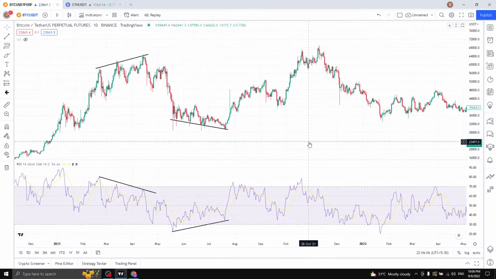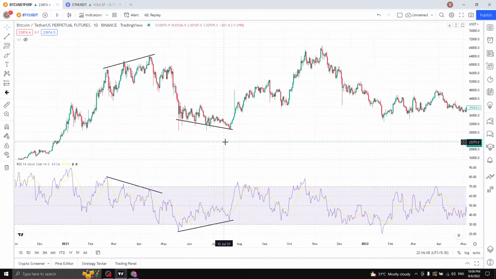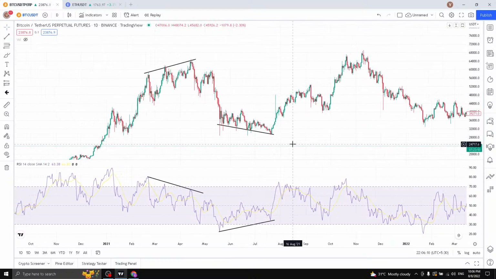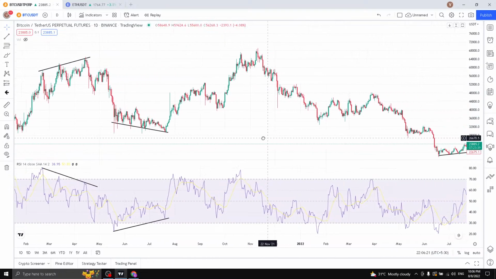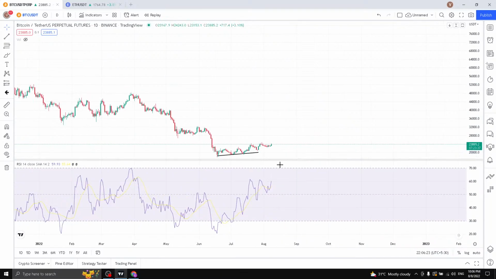So that's the basics of divergences. That's all it is. You don't need anything else to look. You don't need to understand exactly what RSI is. You just have to look at discrepancies in the price action and the oscillator, which is RSI. I will show you another example.